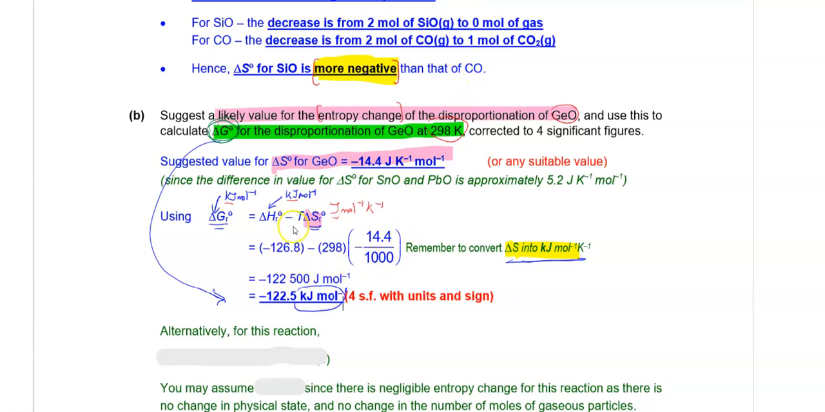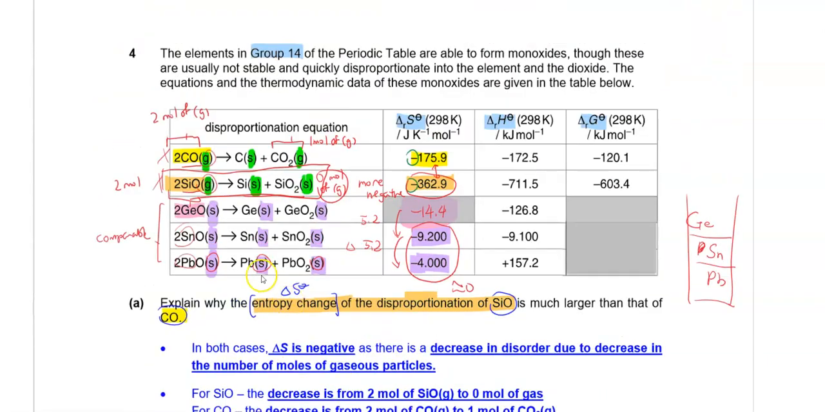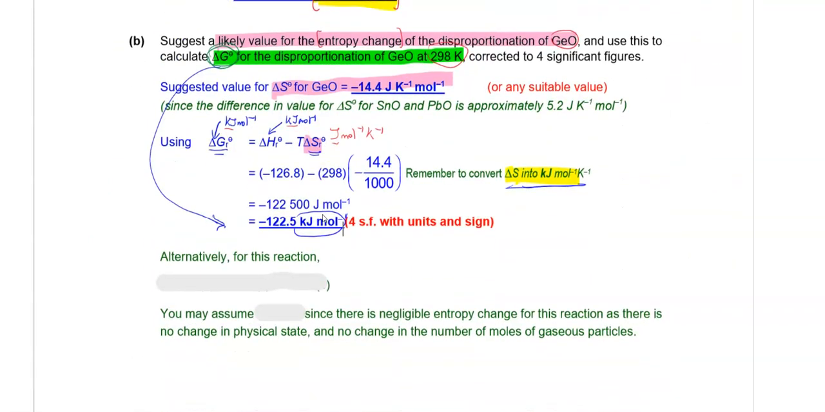As an alternative for this reaction, because it is solid to solid to solid, some of you may be tempted to assume that delta S is 0. This is also possible, because there is a negligible entropy change. With that, we'll move on to 4C.